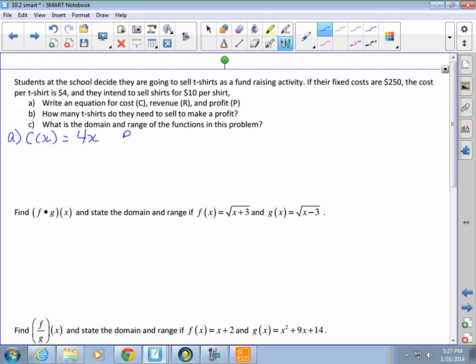Your revenue for your shirt is $10 times the number of shirts you sell, and then your profit is going to be your revenue minus your costs. So another way to look at this is, because the cost per shirt is $4, but you've also got that fixed cost of $250, you could write your C of X as 4X plus $250.